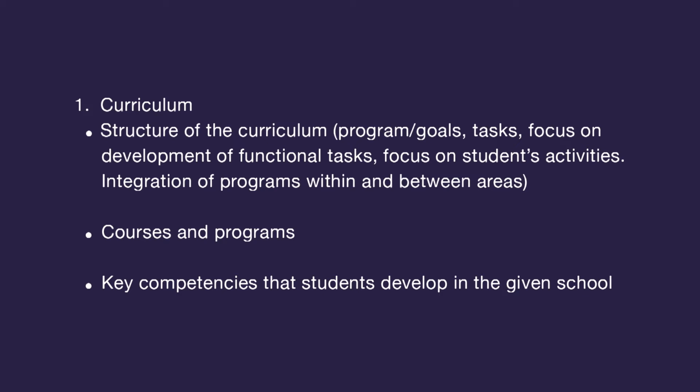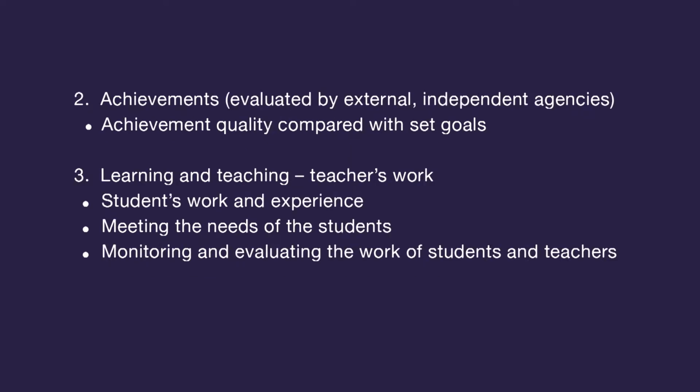Then courses and programs and key competencies that students develop in the given school. Second is achievements, which are evaluated by external or independent agencies, under which come achievement quality compared with set goals. Third, learning and teaching, teachers' work, students' work and experience, meeting the needs of students and monitoring and evaluating the works of students and teachers.